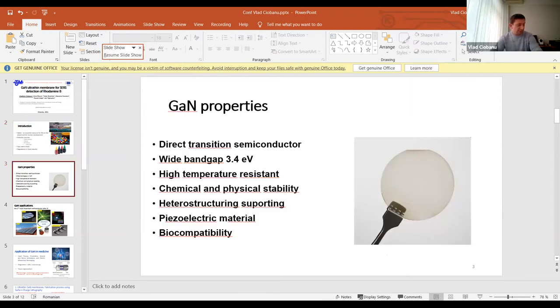The material which we use in our work is gallium nitride, and gallium nitride has some special properties. It's a wide bandgap semiconductor with 3.4 electron volts. It's a direct transition semiconductor. It is chemically and physically stable. It supports heterostructuring. It is worth mentioning that this material also possesses piezoelectric and piezoresistive properties. It is also a biocompatible material, as was proved by many research groups.